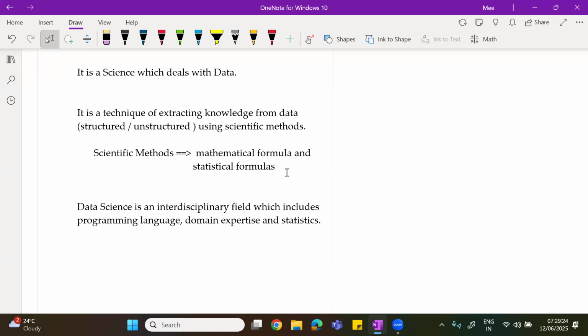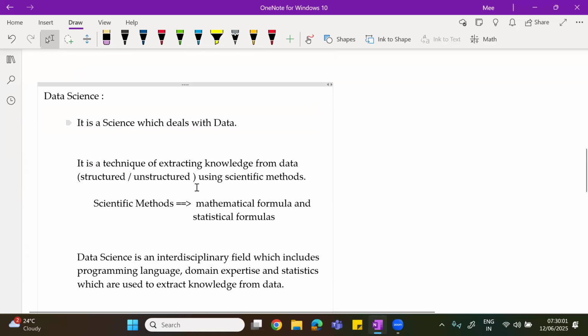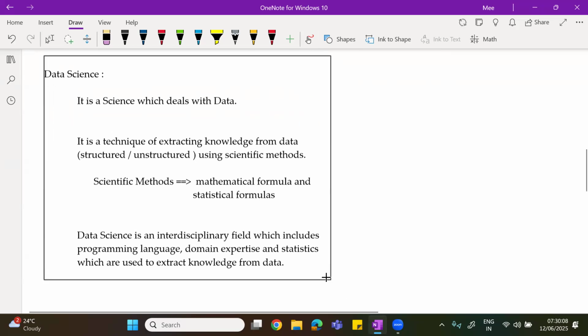Now, about statistics, we are going to do it as we move forward. You will not even know that we are doing statistics. I will explain it to you in the flow. So these interdisciplinary fields are used to extract knowledge from data. That's it. This is also saying that we are extracting knowledge from data. These are the three different definitions which are popularly used in the world of data science.